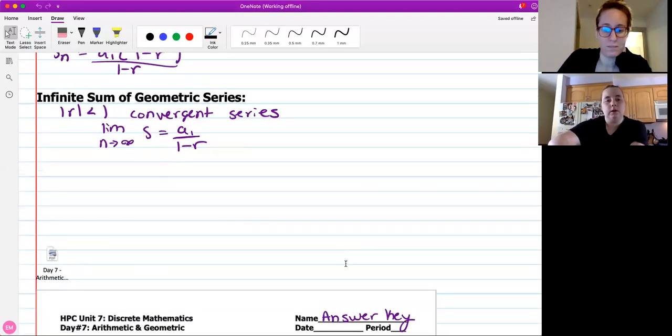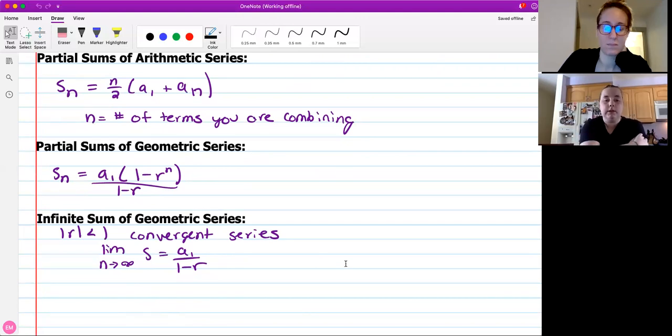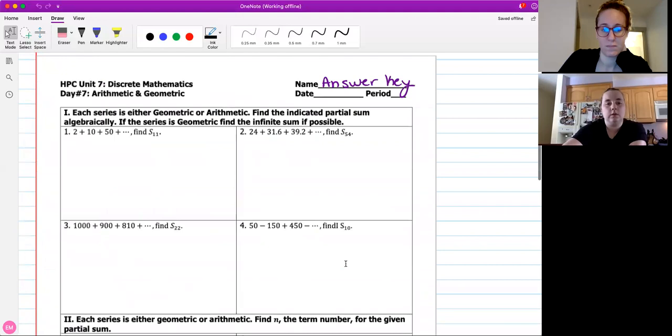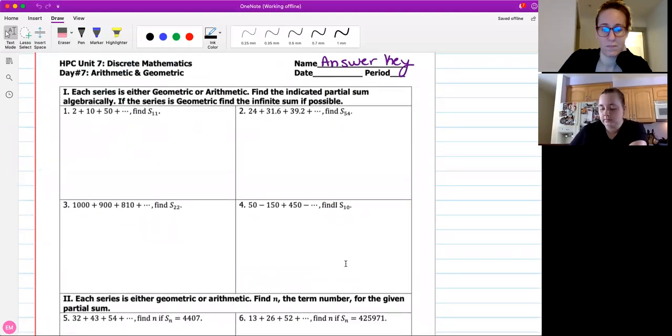So those are all the formulas that you need for tonight's homework and all the concepts that you need. So let's look at the homework. I was debating this morning which ones I was going to do, and I think I'm just going to do the first two, and then I'm going to do number 6, so a backwards one. Number 1 is a geometric series. Let's jump right in.